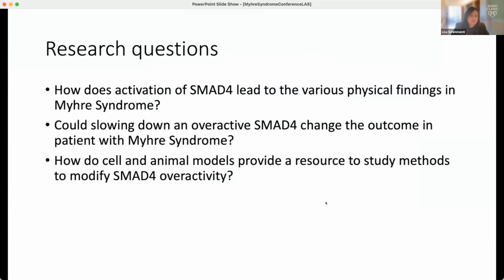And so this leads us to the research questions. For all of us, we ask, how does activation of SMAD4 lead to the various physical findings in Myhre syndrome? And could we slow down the overactive SMAD4 and change the outcome for patients with Myhre syndrome? And then how do cell and animal models provide a resource to study methods to modify overactivity? And you've seen that this morning.